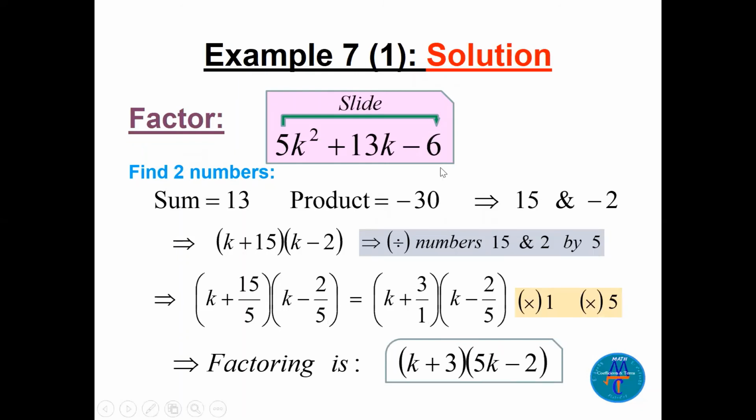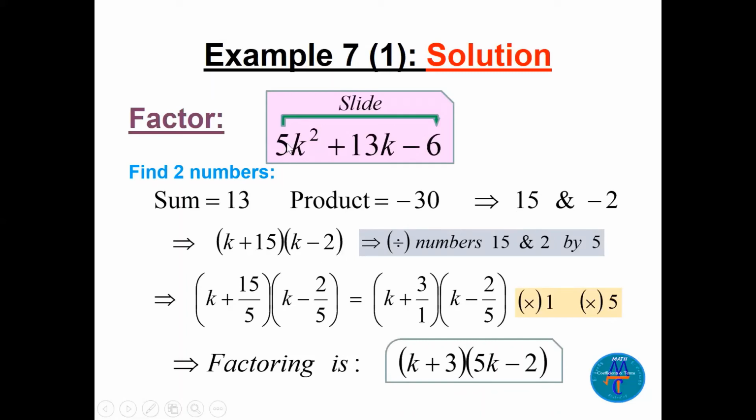5k squared, 13k. So I multiply 5 and minus 6, that's minus 30. And this is 13 here, the sum. So what are the two numbers? Their sum is 13 and their product is minus 30. These numbers are 15 and minus 2. Only one answer you should get here. So I write k plus 15, k minus 2.